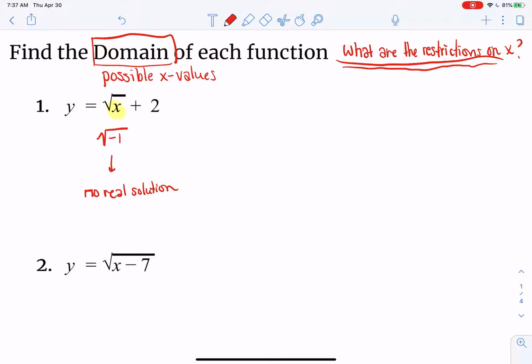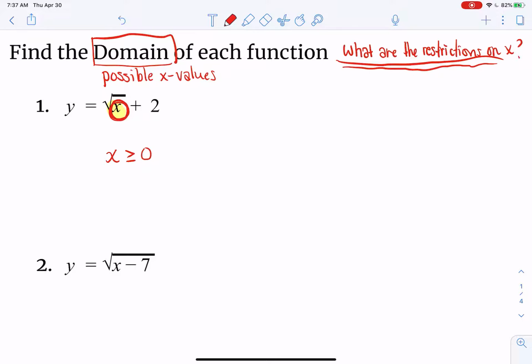So how do we find the domain? What we do is we take the expression under the radical, which is x, and we say, okay, x has to be greater than or equal to 0, right? x has to be a positive number. So that's the domain, any number that's positive.